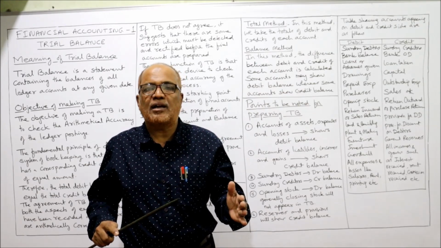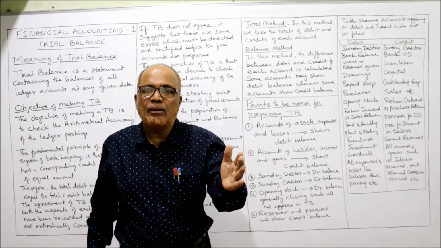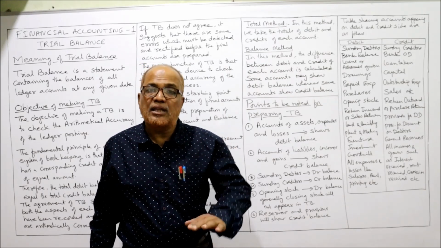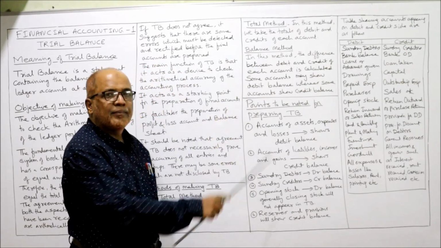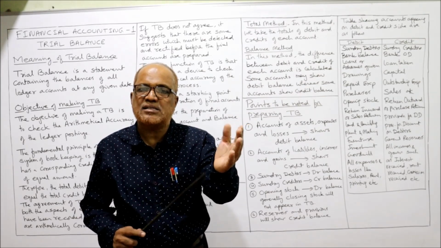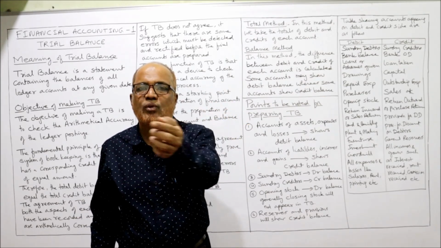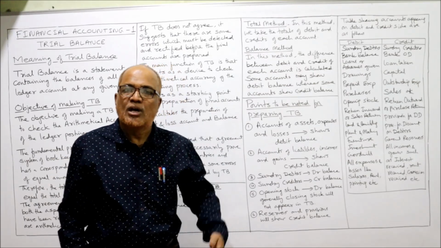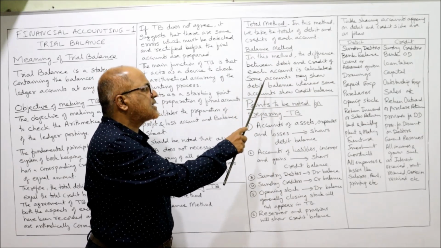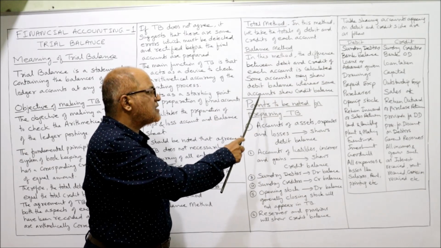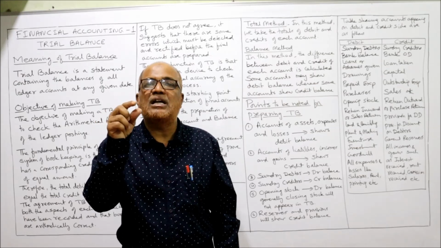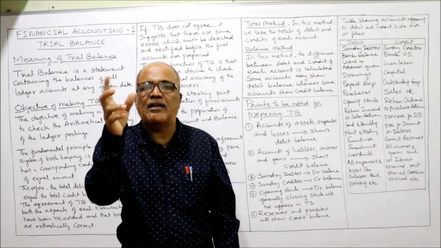We can check the arithmetical accuracy, but by using total method, it will not be helpful in making the financial statements. Then which method is helpful? Balance method. Balance method is a good method, because if we make a trial balance using the balance method, that trial balance will be very much useful in making the financial statements. So what is this balance method? In this method, the difference between debit and credit of each account is calculated. Some accounts may show debit balance, whereas some accounts will show credit balance. So in this balance method, we find out the difference between the debit and the credit.